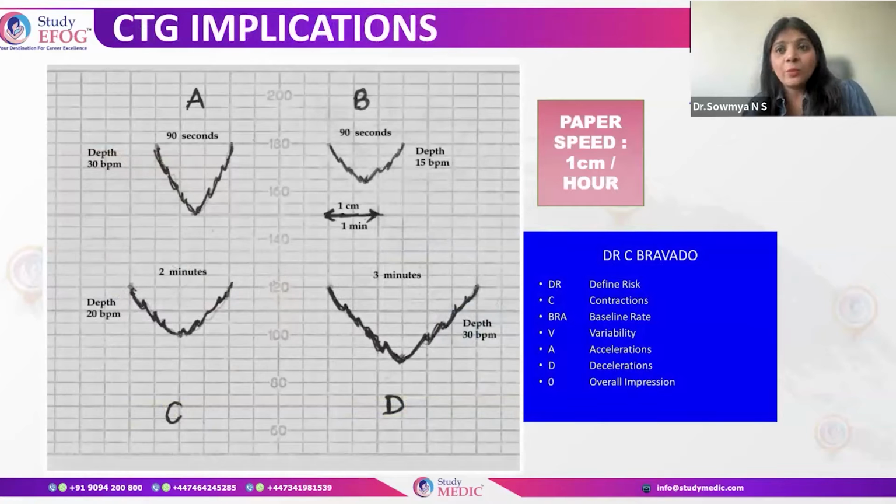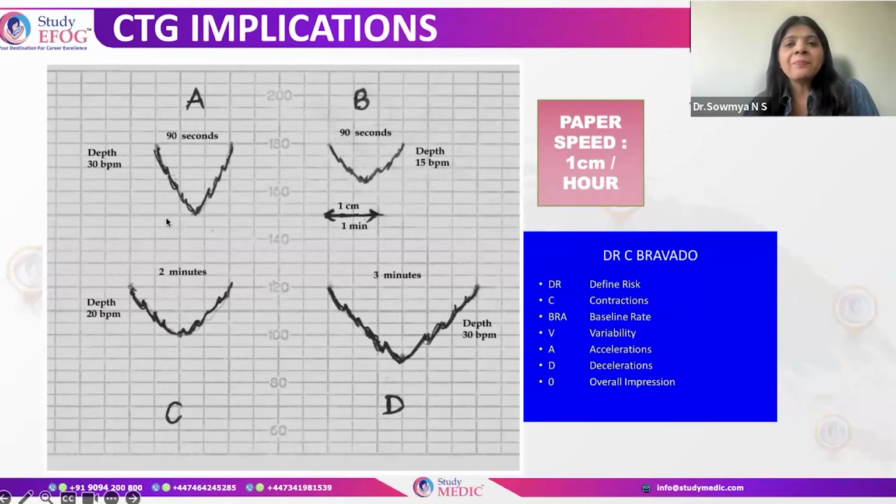Generally, the paper speed is 1 centimeter per minute, and any CTG provided to you, always start with the mnemonic of Dr. C. Bravado, just to remember the facts. First and foremost is defining the risk; C is for the contractions, BRA is for the baseline, then variability, accelerations, decelerations, and finally the overall impression. And the European board follows the FIGO 2015 classification, which I'm going to talk about in a while.